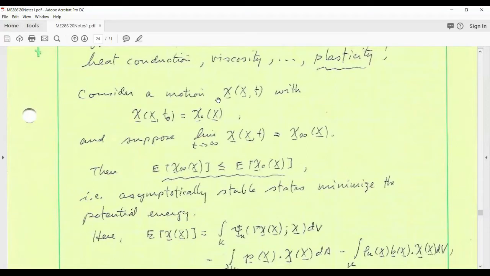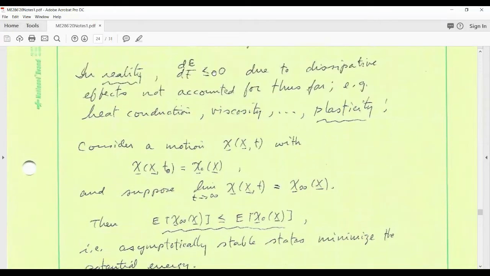In other words, this would be an asymptotically stable state in the sense that a motion commencing at this configuration chi naught would ultimately tend to this configuration. So suppose we have this situation. Then we can simply integrate this dissipation inequality with respect to time, from t0 to infinity, and you will find that the energy at large time, as t goes to infinity, the energy of this state is less than or equal to the energy of this initial state.